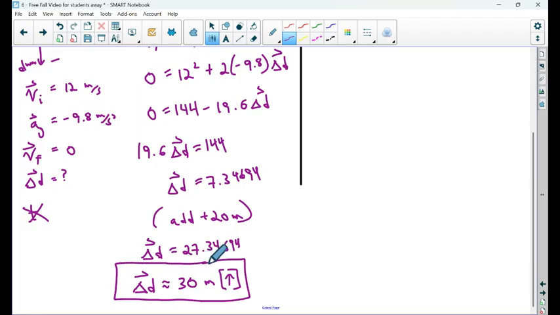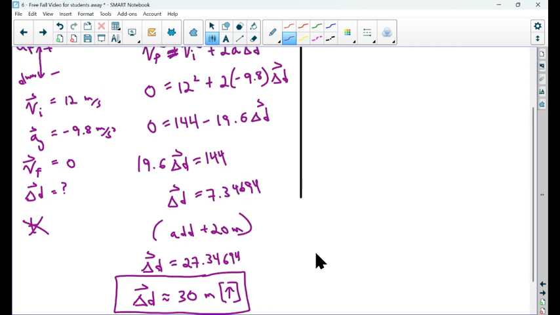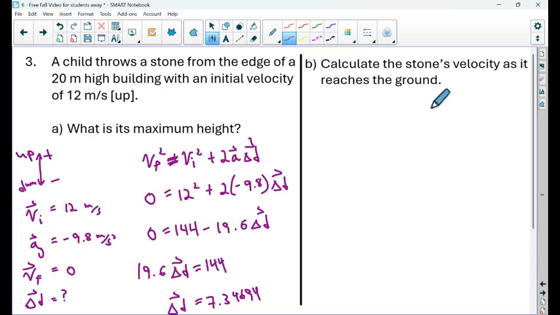Okay, let's do the other part now. Calculate the stone's velocity as it reaches the ground. Here we go. Let's rewrite our stuff here. Initial velocity is 12 meters per second. Acceleration due to gravity is negative 9.8 meters per second squared.